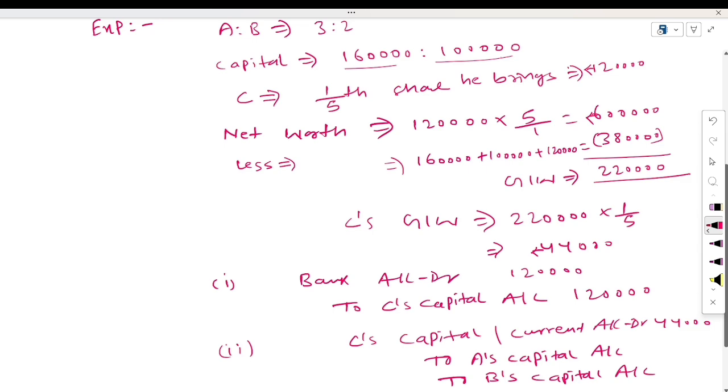We have already discussed in the previous video the calculation of new profit sharing ratio and sacrificing ratio. If in the question nothing is mentioned about the new partner's share, then the old profit sharing ratio will be the sacrificing ratio. Then we have to adjust this amount of goodwill: 26,400 and 17,600. This is all about the topic hidden goodwill.